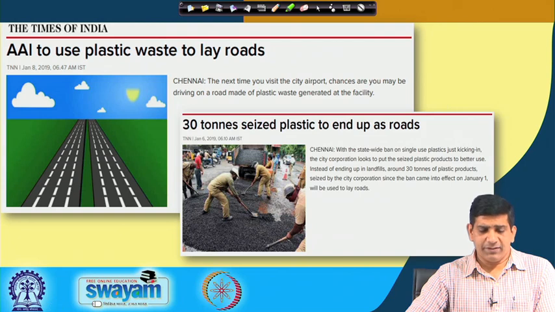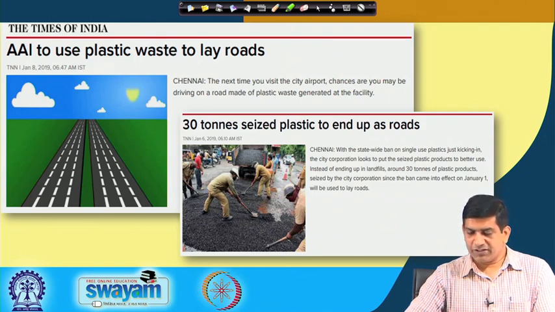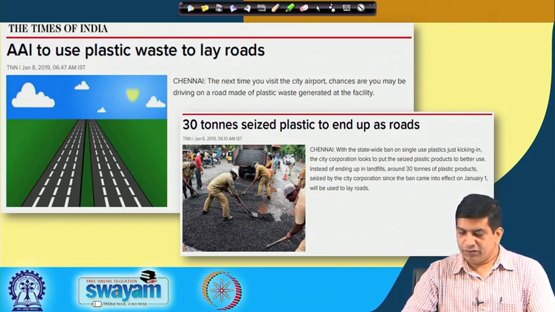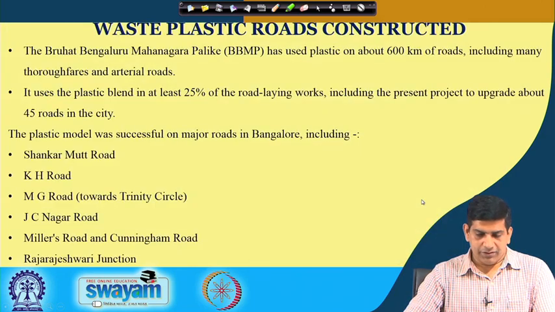Another initiative is that the Airport Authority of India wants to use plastic waste to lay roads. Next time you visit the city airport in Chennai, you might be driving on a road made of plastic waste. 30 tons of single-use plastic will end up as road. With the ban on single use plastic, they found 30 tons of plastic was captured in the city corporation area in Chennai, and they are planning to use it in roads. So that's there.